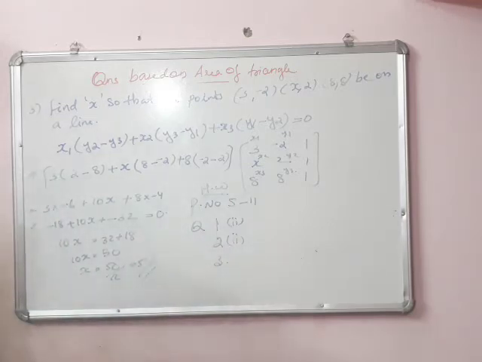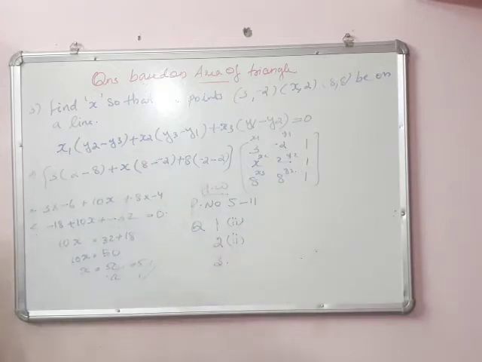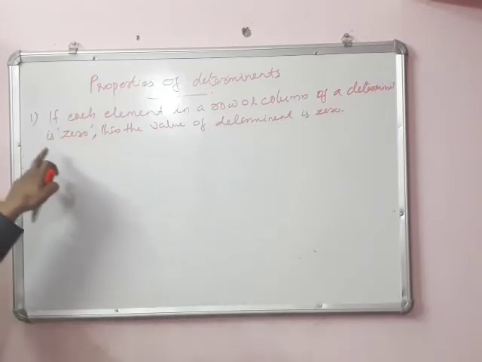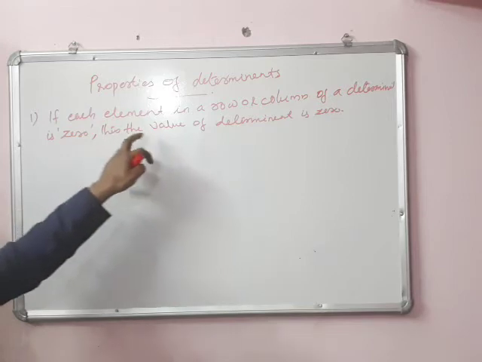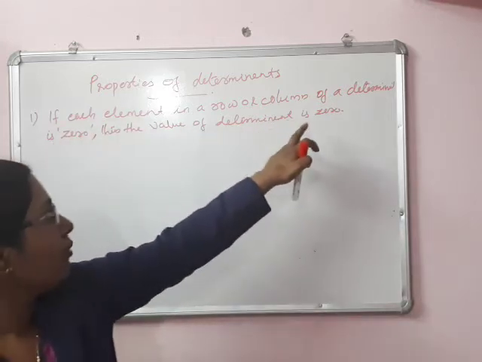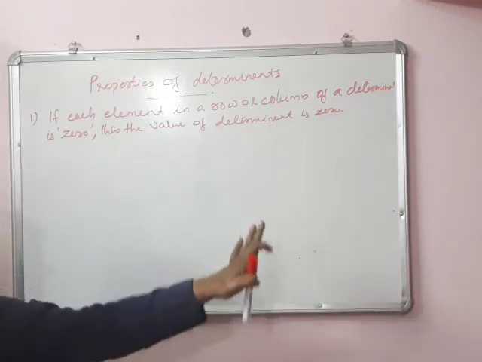Okay, with that one, now we will study some properties of determinants also. That is very important, properties of determinants. By using properties of determinants, we will solve questions. Then properties of determinant. First property, it is a very important property. If each element in a row or column of a determinant is 0, then the value of determinant is also 0.